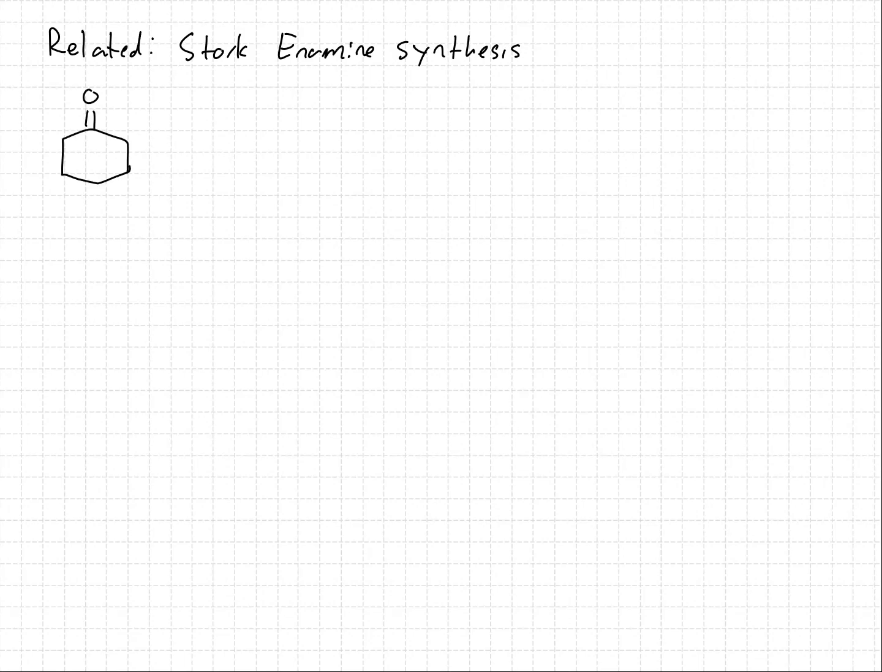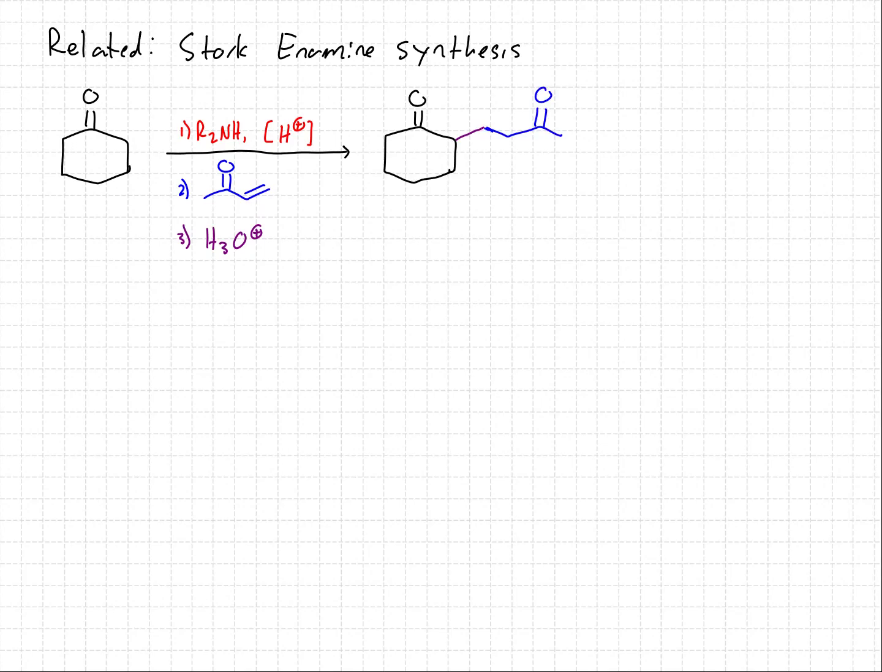There's one more good application of this type of reaction, which is known as the Stork enamine synthesis. In the Stork enamine synthesis, I'm going to start with a ketone, treat it with an amine in the presence of an acid catalyst, followed by an unsaturated carbonyl compound, followed by an acid workup. And in this case, I'm going to do a reaction that looks a lot like a conjugate addition of an aldol enolate.